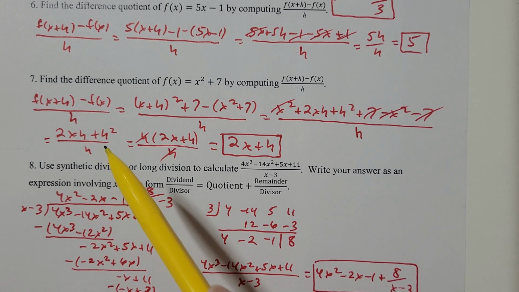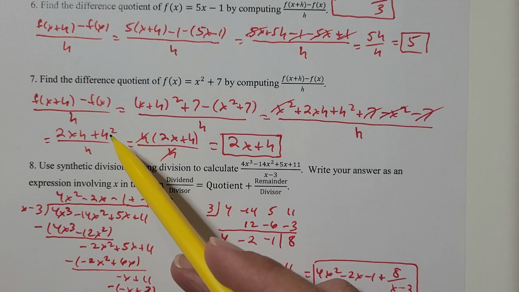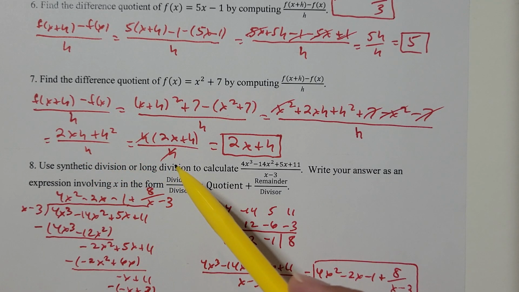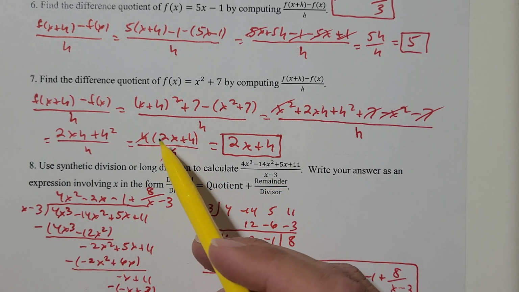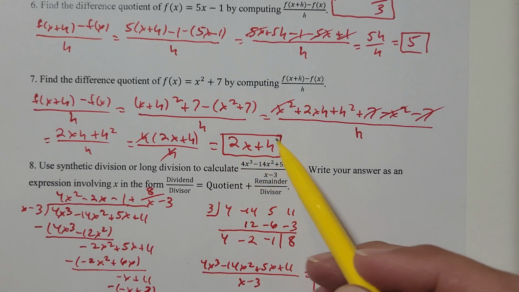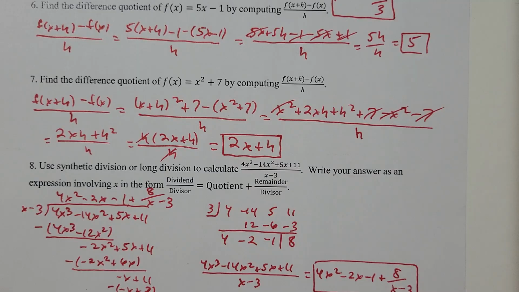So I got 2xh plus h squared over h. And h is in common with those two terms up top, so let's go ahead and factor that out. I can cancel it with the one down under. And that gives me 2x plus h, which would be the answer. Okay, that'd be as simplified as I can get it.